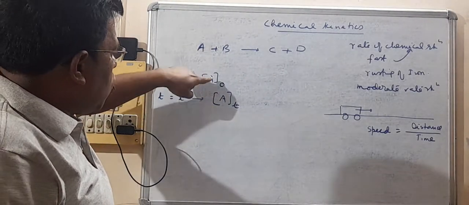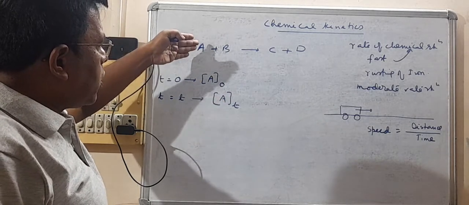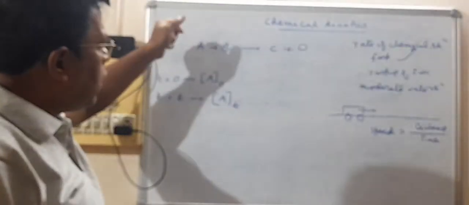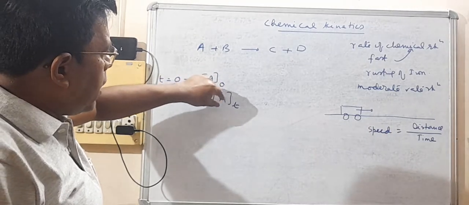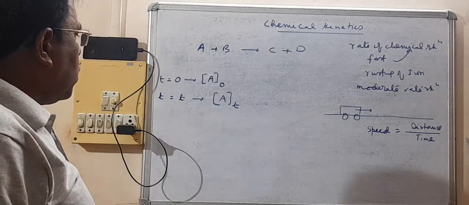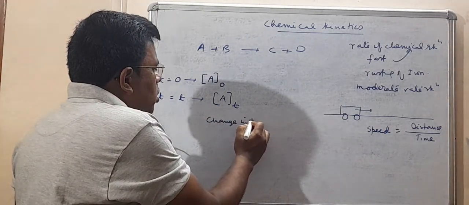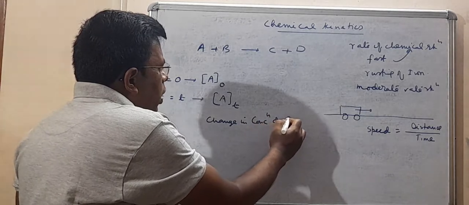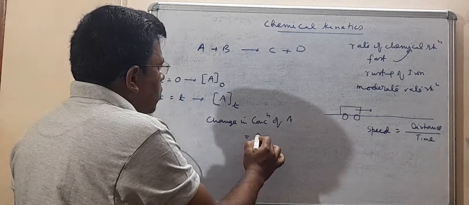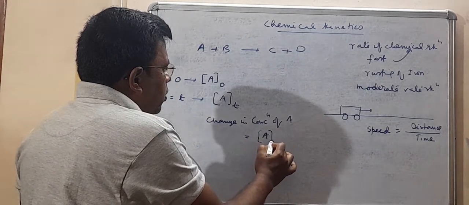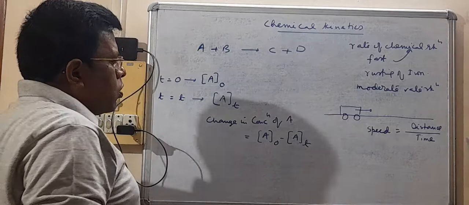Now, which one is small in value? This one is small in value, because with the progress of the reaction, the amount of this will decrease. The concentration of this will be less than this. So, what is the change in concentration of A? The change in concentration of A is [A]0 minus [A]t.